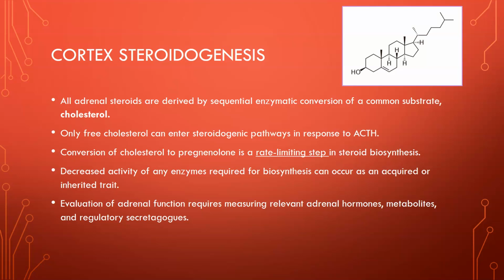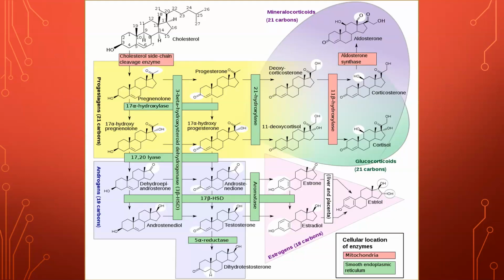An evaluation of adrenal function will require measuring obviously the relevant adrenal hormones, their metabolites, but also their regulatory secretagogues, which means you'd have to go up and down the cascade. So if you're investigating, for example, cortisol, you may have to measure cortisol, but also ACTH or CRH, which is corticotropin releasing hormone. This gives you an appreciation of what's going on with this steroidogenesis.